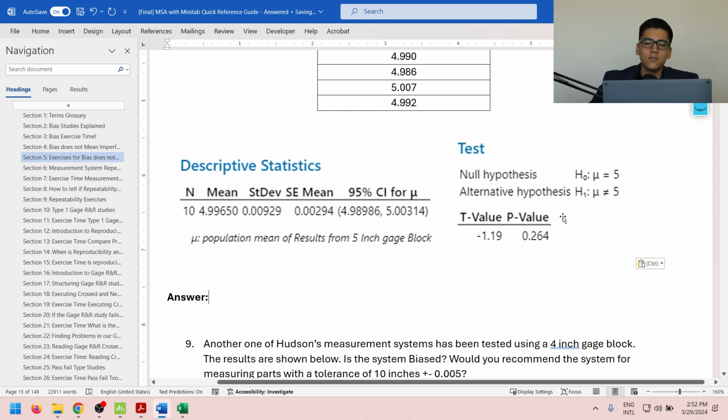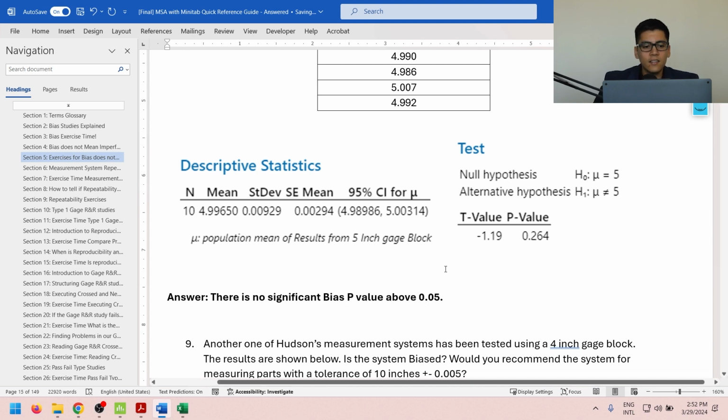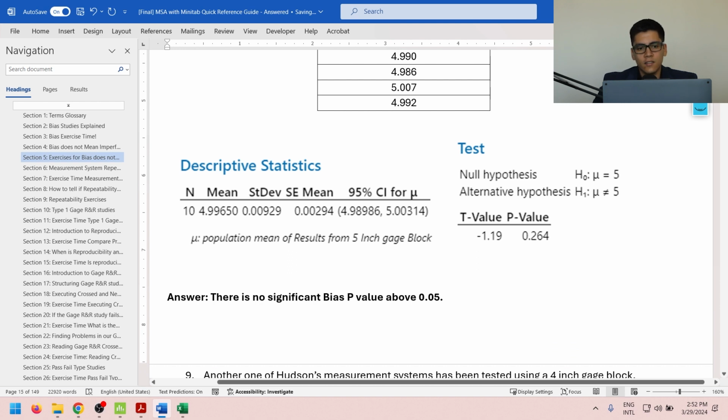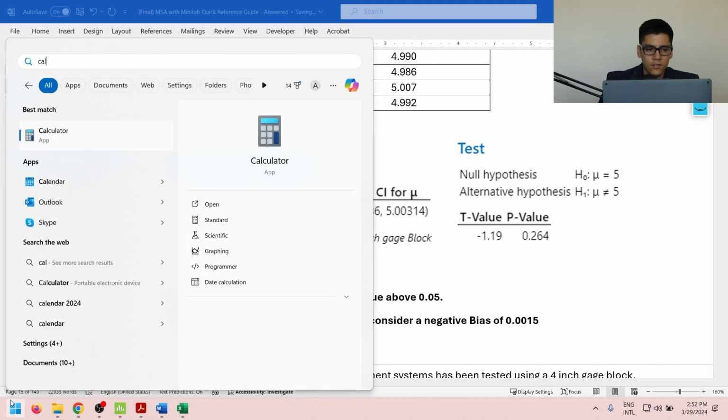Based on the p-value, since my p-value is above 0.05, I know that the bias is not significant. So there is no significant bias. P-value above 0.05. Okay. Now let's say that the bias had been significant. Had the bias been significant, we would consider a negative bias of around 0.0015. Let's see the difference.